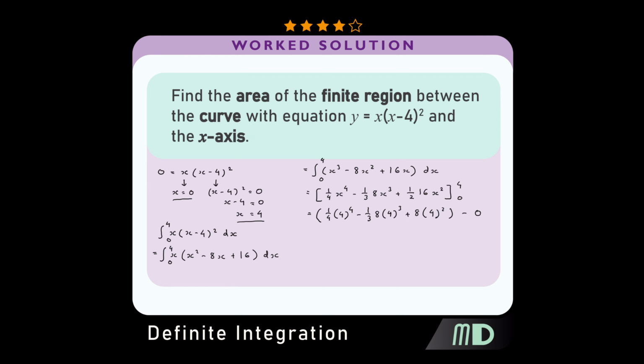Simplifying this, we get 64 minus 1/3 of 512 plus 128, which simplifies to give us 21 and 1/3.